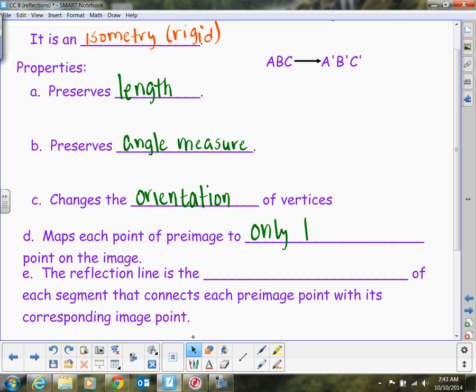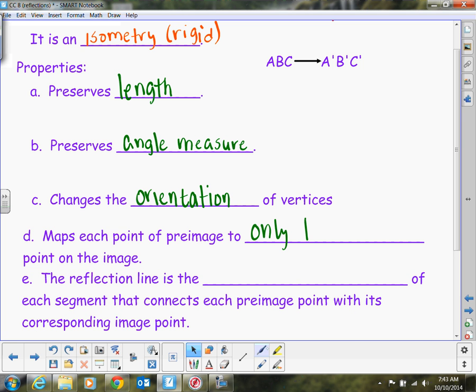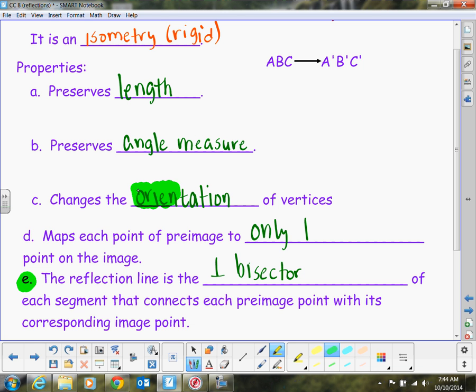And really, really important is the reflection line is the perpendicular bisector of each segment that connects the pre-image point with its corresponding image point. Gotta know this. Gotta know this. That's all about what we're going to be doing soon. Knowing that reflections change orientation will help you identify the type of transformation.